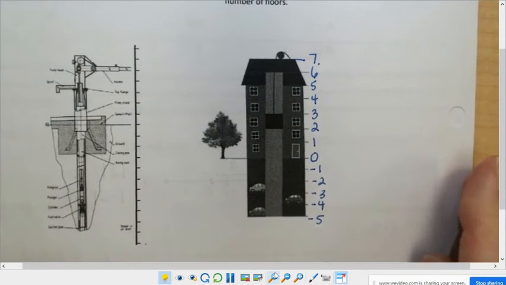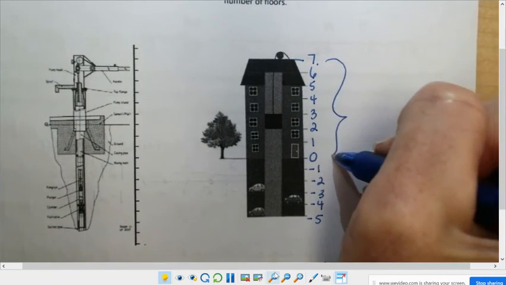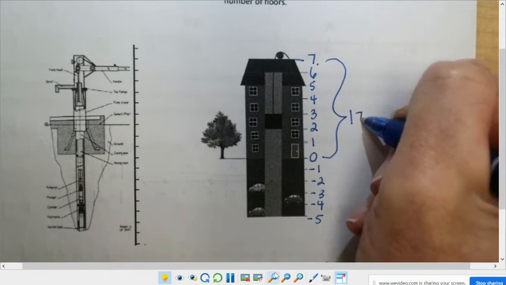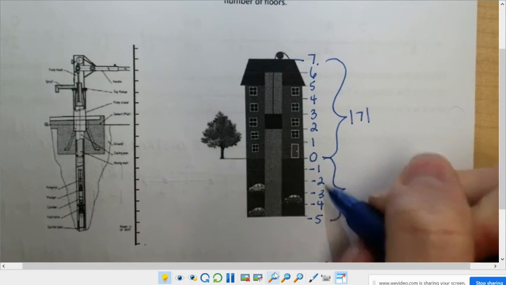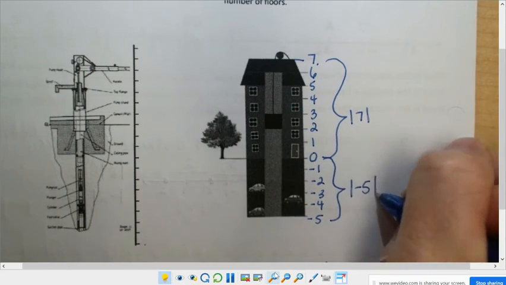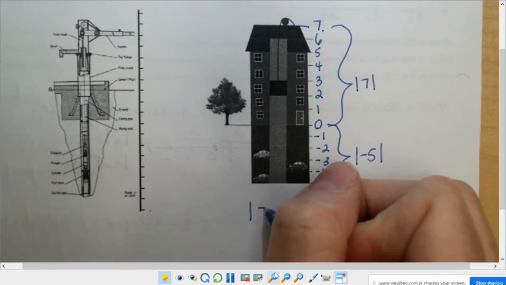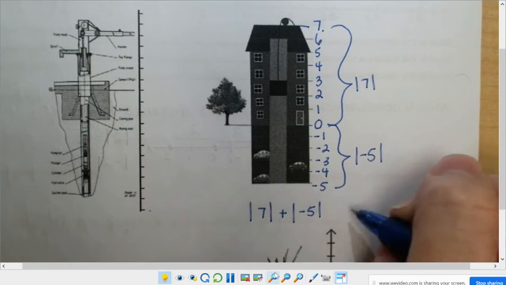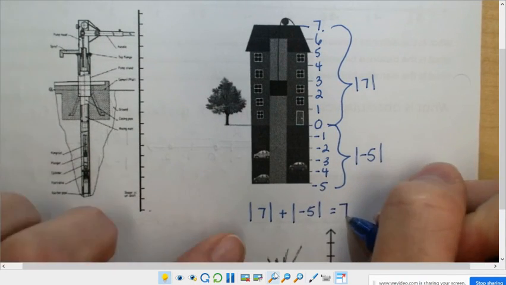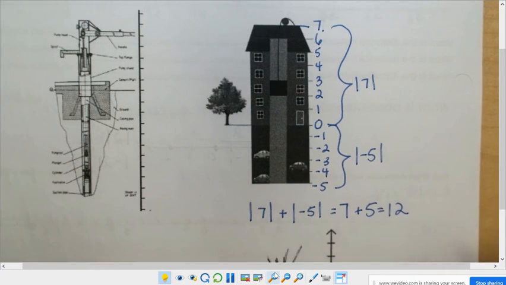So now if I had to find how many floors the building had, I would just use absolute value. So the absolute value of my positive numbers goes to 7. So I'd have the absolute value of 7. And then the absolute value of my negative numbers is -5. So now I have to find the absolute value of this total. So I would have the absolute value of 7 plus the absolute value of -5. So that would be 7 plus 5, which is 12. And so that's how you find absolute value.